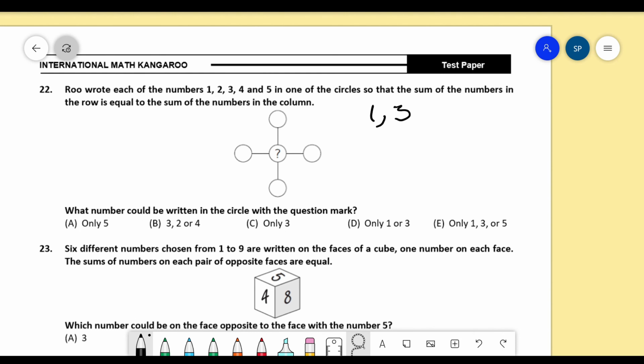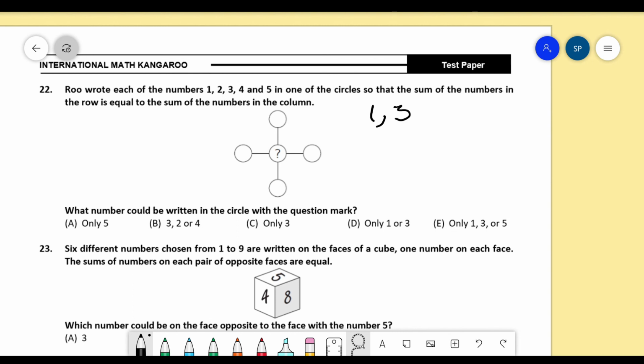Now going to 4. That means we have 1, 2, 3, and 5. If we do 1 plus 2, that's 3, and 3 and 5 is 8, which is totally not equal. So 1 plus 3 is 4, and 2 plus 5 is 7. Nope. 1 plus 5 is 6, 2 plus 3 is 5, which means 4 being there makes it unbalanced. So 4 is not an option.